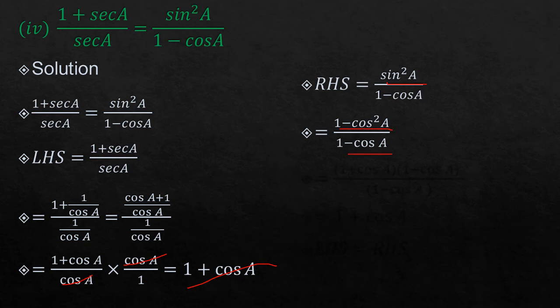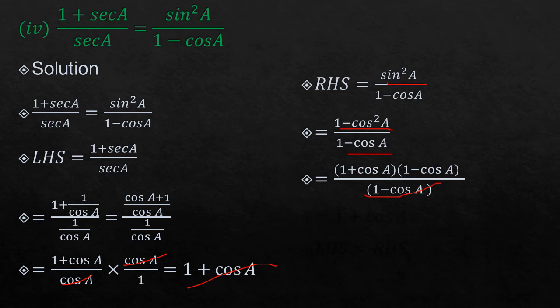So you can write 1 minus cos square a as 1 plus cos a into 1 minus cos a. That is, use the formula a square minus b square. So you get 1 plus cos a into 1 minus cos a. Again 1 minus cos a cancels down. So you get 1 plus cos a. Now here you can see this 1 plus cos a, that is, left hand side is equal to right hand side. So you can write LHS is equal to RHS, hence proved.